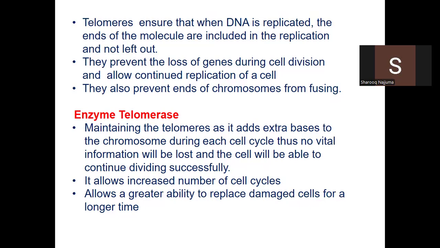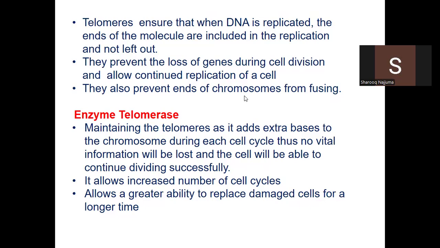Otherwise, if there were no telomeres, the DNA would keep on shortening and daughter cells would miss out on some of the important genetic information, which would lead to them not functioning well, and that would lead to their death. So these telomeres are very important in preventing loss of genes during cell division. If the genes are not lost, that means that the cell with all the genes it has received will be able to replicate. It will be able to continuously divide as long as it has all the genetic information.